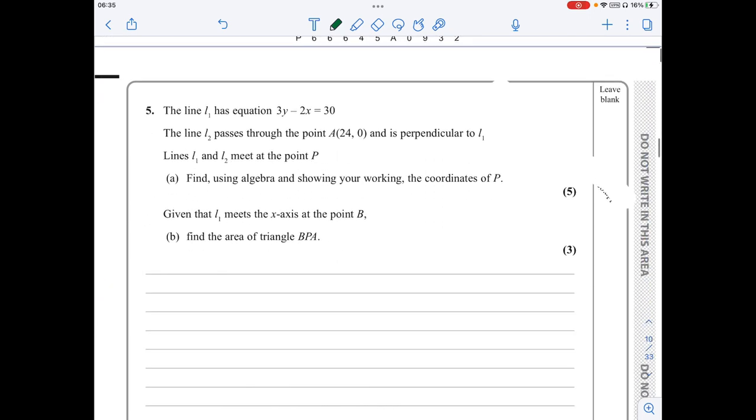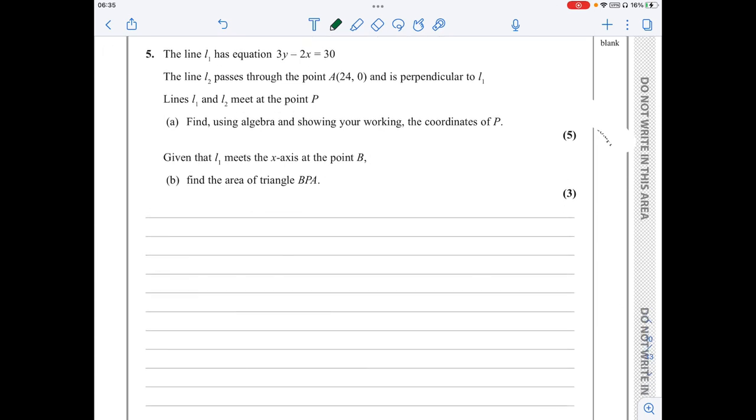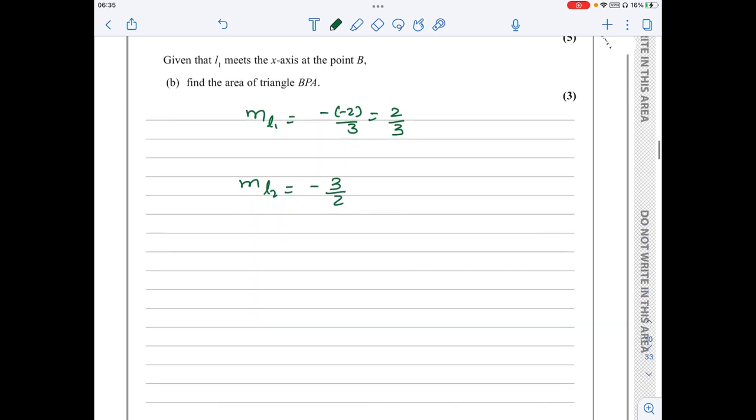Question number 5. The line L1 has an equation, and line L2 passes through the point 24, 0 and is perpendicular to the line L1. L1 and L2 intersect at P. Find the coordinates of P. So first of all, find the gradient of L1. Slope of L1 equals minus A upon B, so minus of minus 2 upon 3, which is 2 upon 3. So the gradient of L2 will be the perpendicular gradient, minus 3 upon 2, and it is passing through 24, 0.